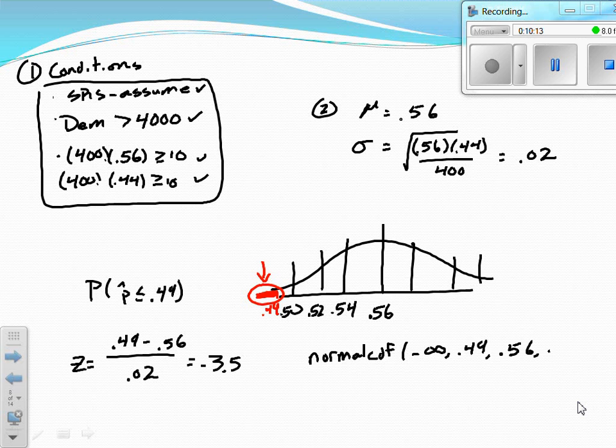Our mean is 0.56 and our standard deviation is 0.02. And with that information, we see that the probability that we got what we got is 0.0002. That's a very unlikely outcome. If the true proportion is 56%, this might cause us to question that poll.